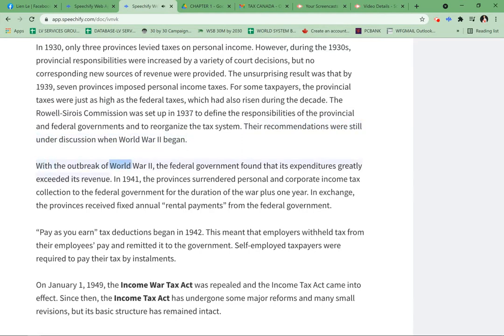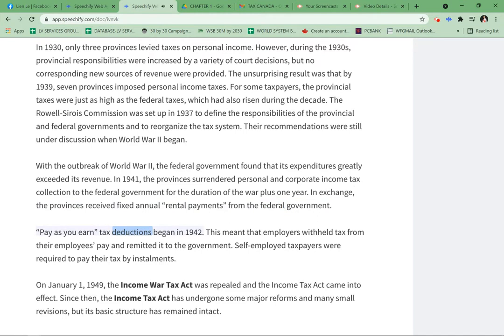With the outbreak of World War II, the federal government found that its expenditures greatly exceeded its revenue. In 1941, the provinces surrendered personal and corporate income tax collection to the federal government for the duration of the war plus 1 year. In exchange, the provinces received fixed annual rental payments from the federal government.